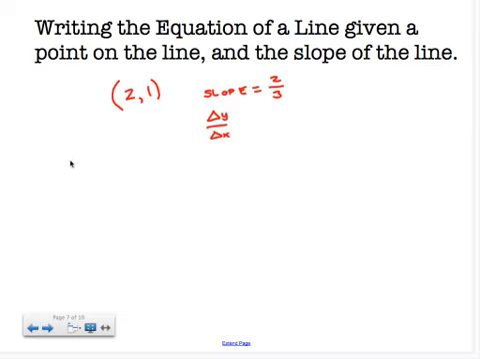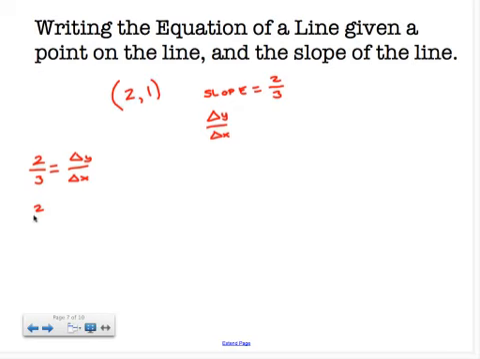Delta y over delta x. Okay, so here's what we know. We know that no matter what 2 points we choose on the line, the change in y divided by the change in x has to be 2/3. Now, they only gave me 1 point on the line, the point (2, 1).